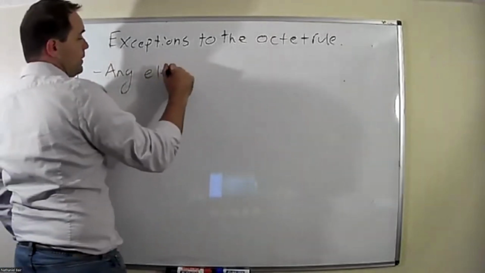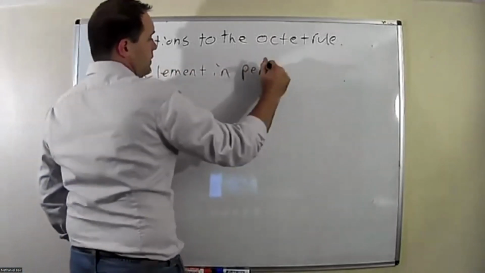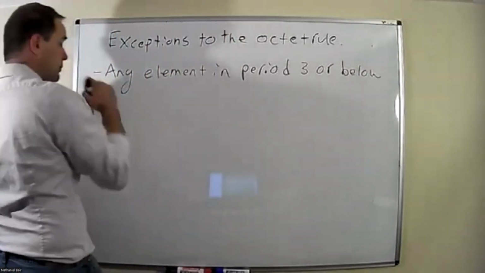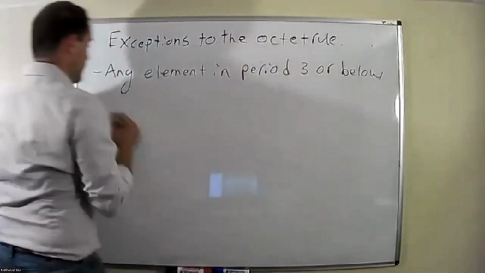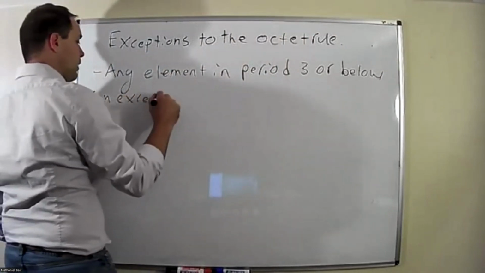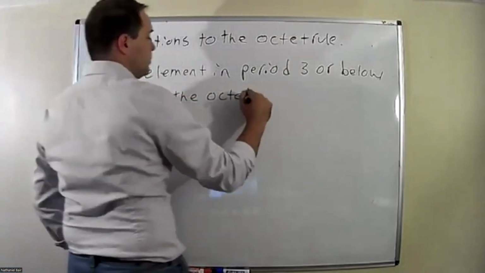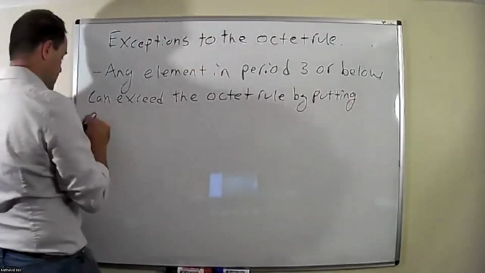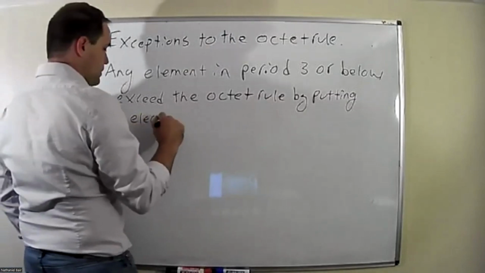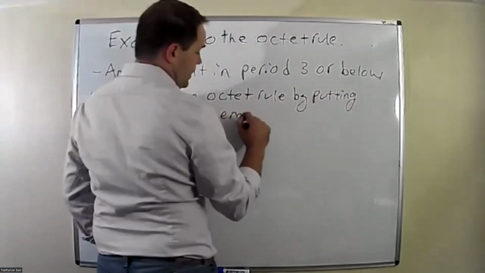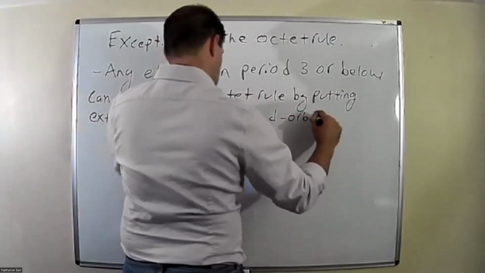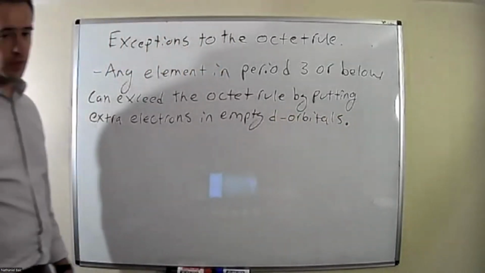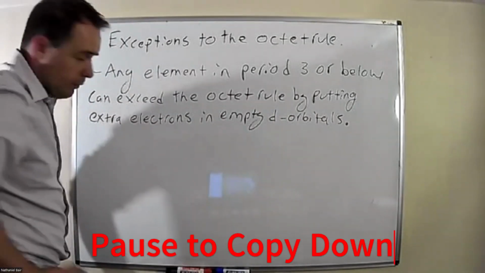Any element in period 3 or below can exceed the octet rule by putting extra electrons in empty d orbitals. Copy that down. We'll talk. Here we go.